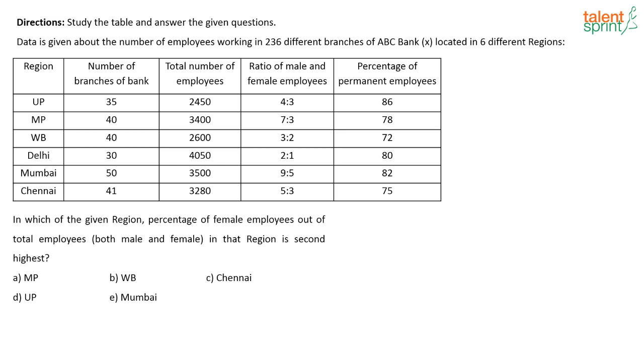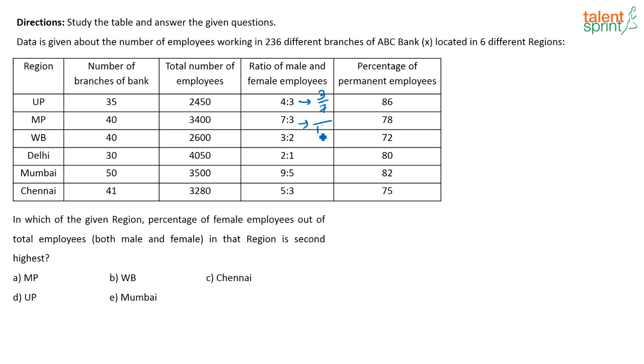So, what will be the answer here? This is also a fairly easy one. In which of the given regions is the percentage of female employees out of total employees, both male and female, in that region second highest? Here it is given a ratio of male to female employees. Using that you can find out the answer. Here I know the ratio of male to female is 4:3. So, totally if there are 7 employees, 3 employees are female.